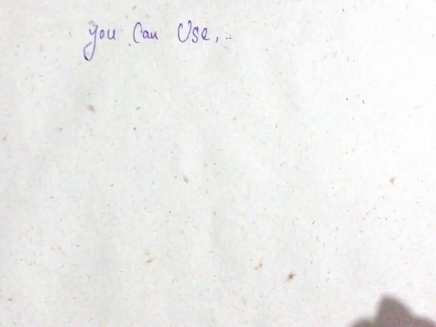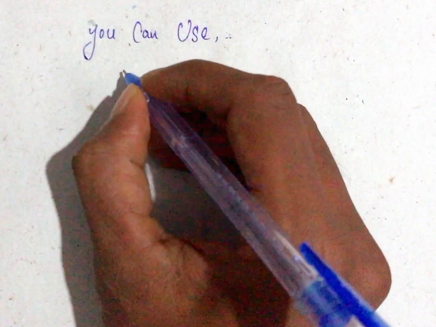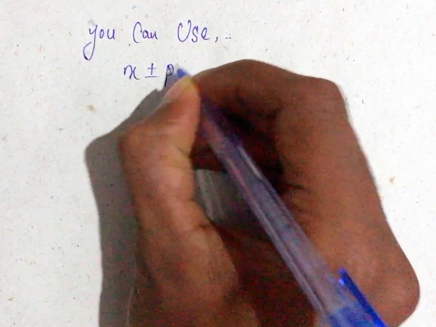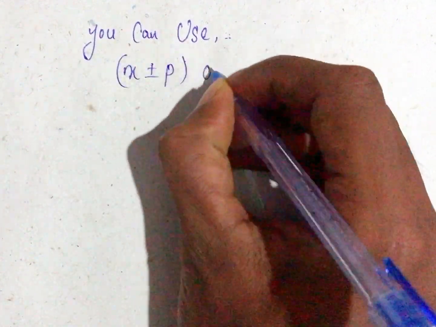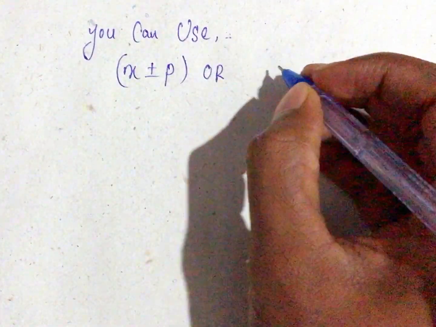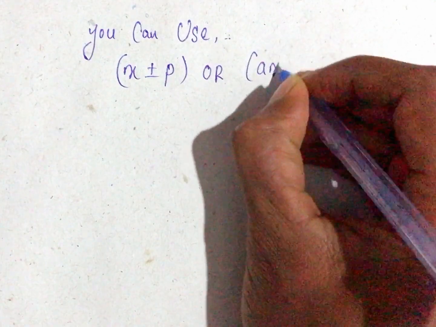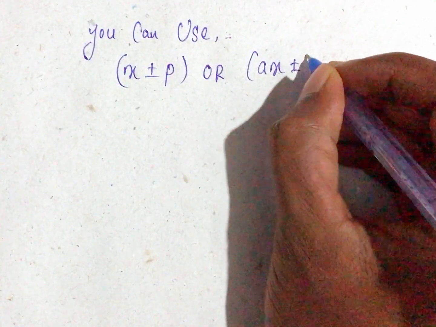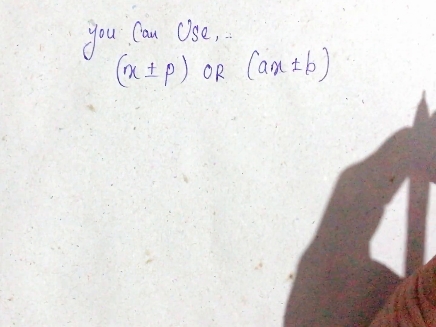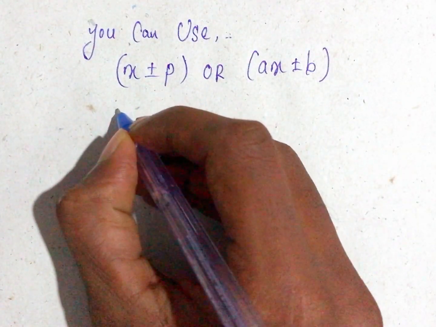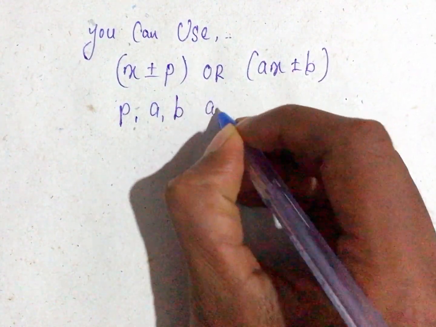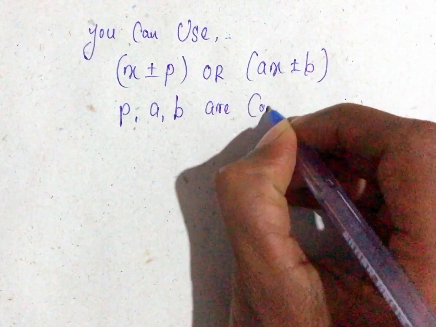When dividing polynomials, the divisor pattern I mentioned here is x plus or minus p, or ax plus or minus b. You can use these types of divisors for dividing polynomials. And remember, p, a, and b are constants.